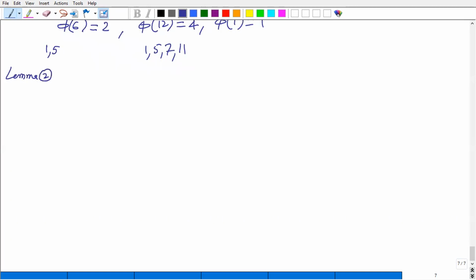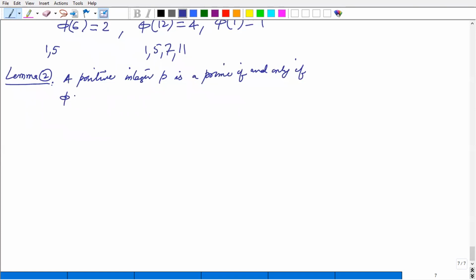Before moving to the proof of Euler's theorem, let me introduce a lemma. We call it Lemma 2. A positive integer p is a prime if and only if Euler phi function of prime p is p minus 1.